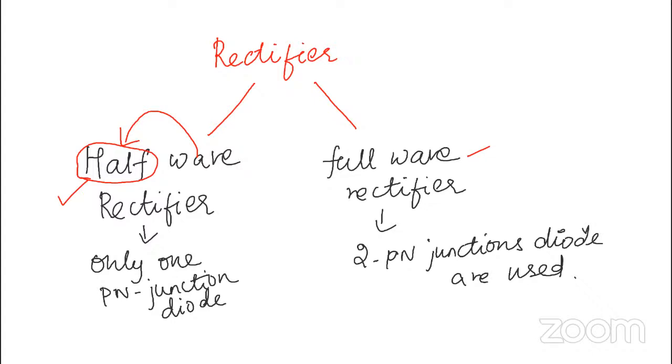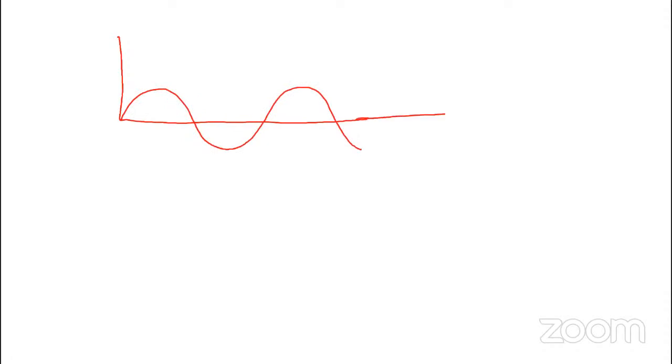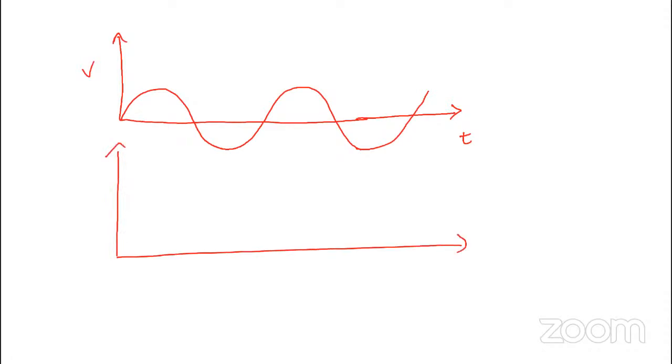So let us now draw the diagrams. Okay, the wave diagram. So here we are using one waveform. Okay, so this is time t and this is the voltage v. And if we take it as an input wave, okay, so this is our input wave.